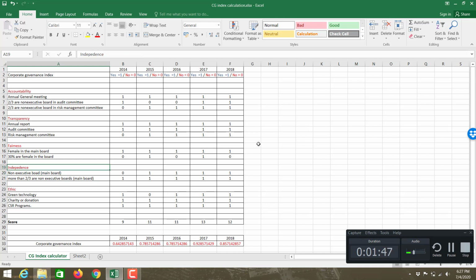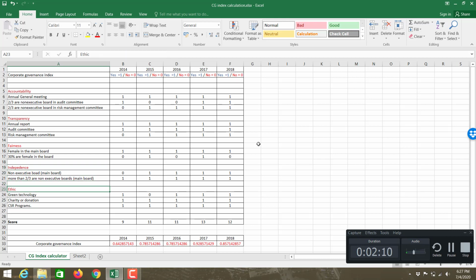And also we look at independent, whether you have non-executive board members, and this also looks at the main board, not the subcommittee. Do not confuse. And more than 2/3 non-executive board in the main board. This is to make sure that these supervisory boards are free from external influence or the influence of the CEOs.